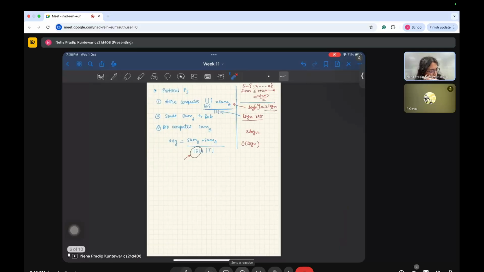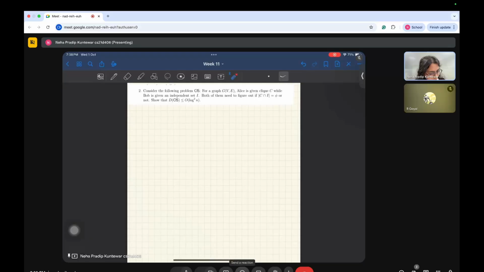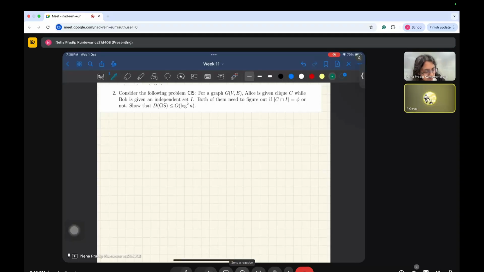Okay, so let's do one more question. So in the following problem, CIS could be some function. CIS stands for clique and independent set. Okay, all right.